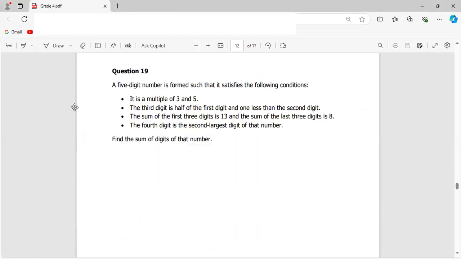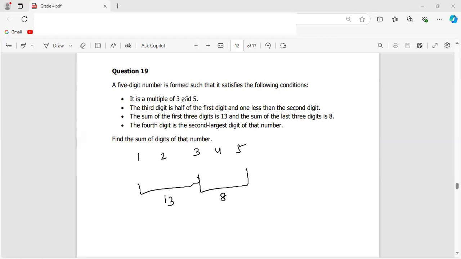Question number 19. A 5-digit number. You have a 5-digit number which is formed such that it satisfies the following conditions. It is a multiple of 3 and 5. The third digit is half of the first digit and 1 less than the second digit. The sum of the first 3 digits is 13 and the sum of the last 3 digits is 8. The fourth digit is the second largest number.